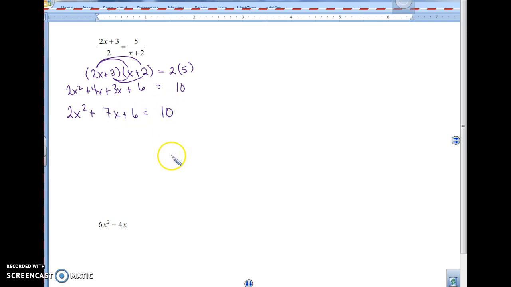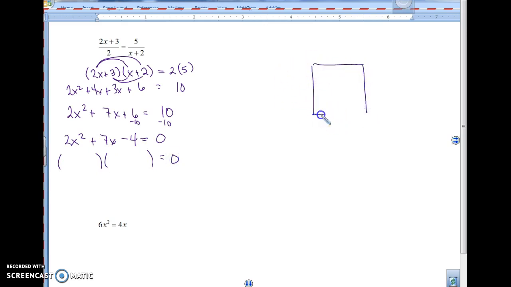All right, is this in standard form? Nope, it isn't. To get it in standard form, we have to subtract the 10. So we minus the 10 here, it goes with the 6. That gives me 2x squared plus 7x minus 4 is equal to 0. Now I'm going to have some bubbles here, and it's a bigger coefficient, so I'm going to get my box going over here. Or you can do the factors, however you like to do it.